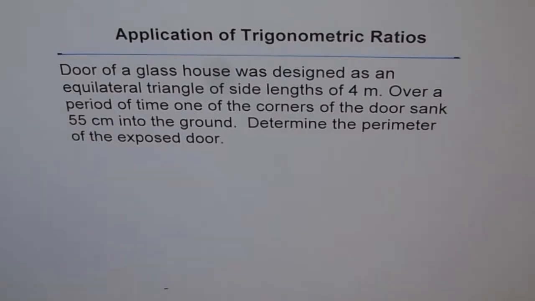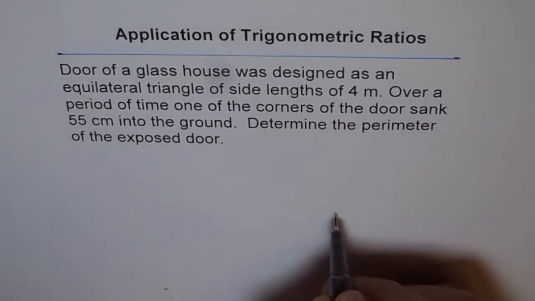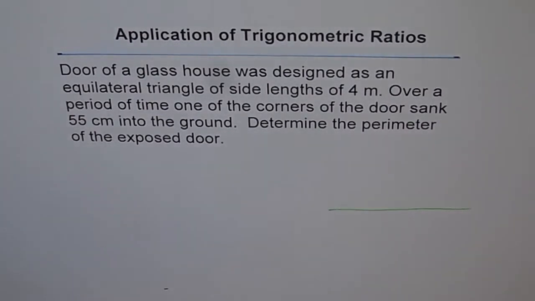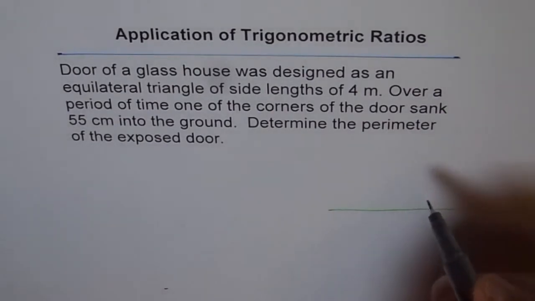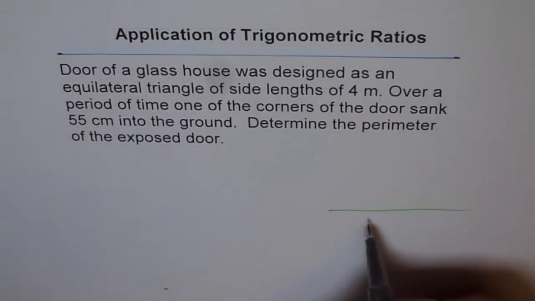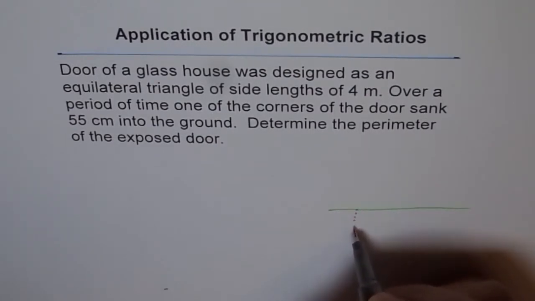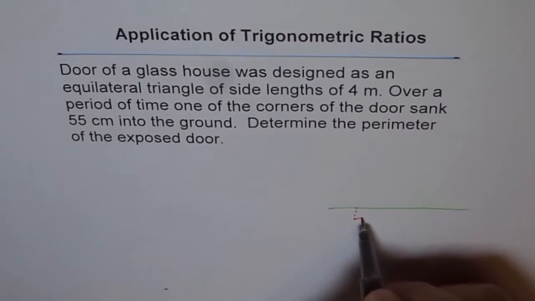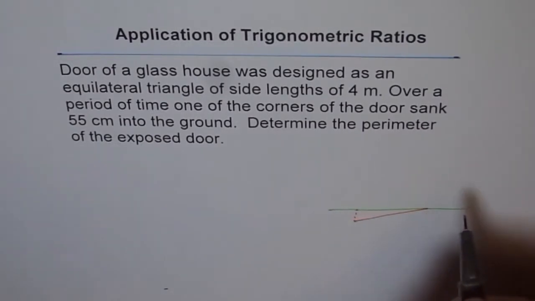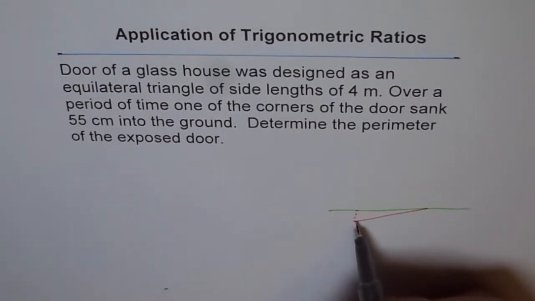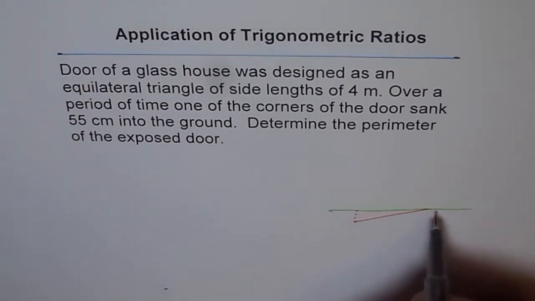Okay, so first let's try to sketch this, right? Let's say we are considering even ground, and the glass door is a kind of triangle. We'll assume that it sank 55 centimeters. Let's say this is the 55 centimeters of sinking, and this side is 4. It's an equilateral triangle, so this is the door side which sank 55 centimeters into the ground. That's the ground level.